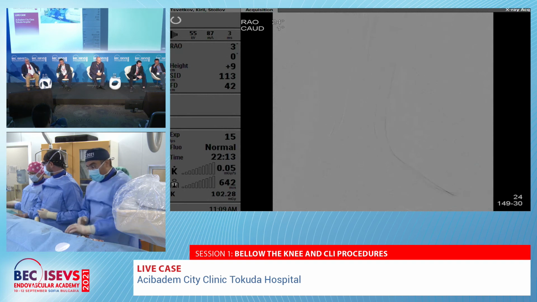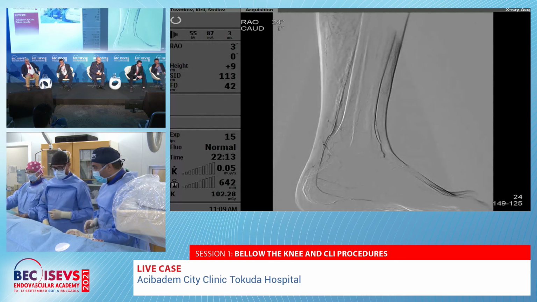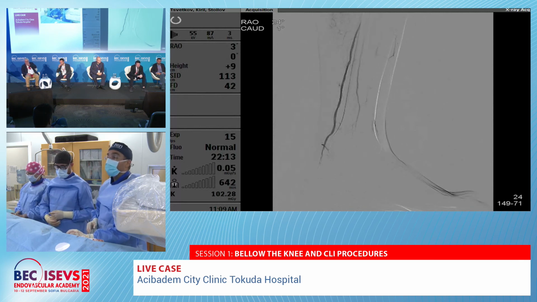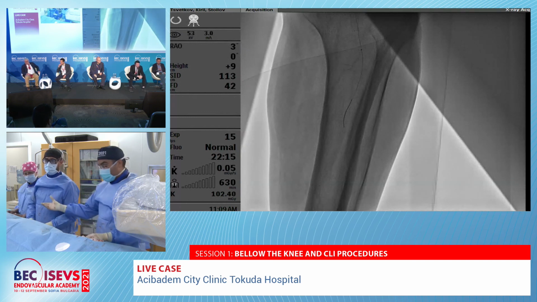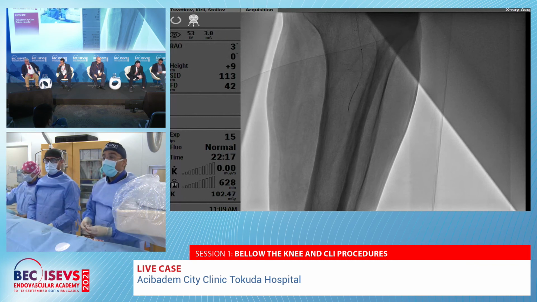Who is to open? As a cardiologist, I would do a short, non-compliant balloon at the ostium of the anterior tibial artery, and that's it, to keep it open. For me, it's on the tips of your fingers, so it's not fair for this anterior tibial artery to be left behind. This is my personal opinion.